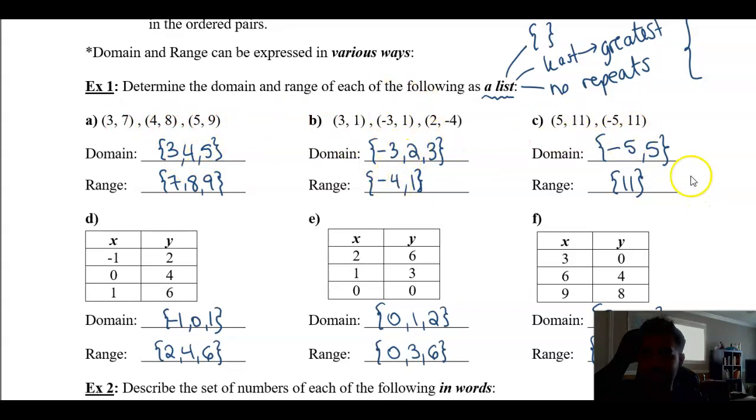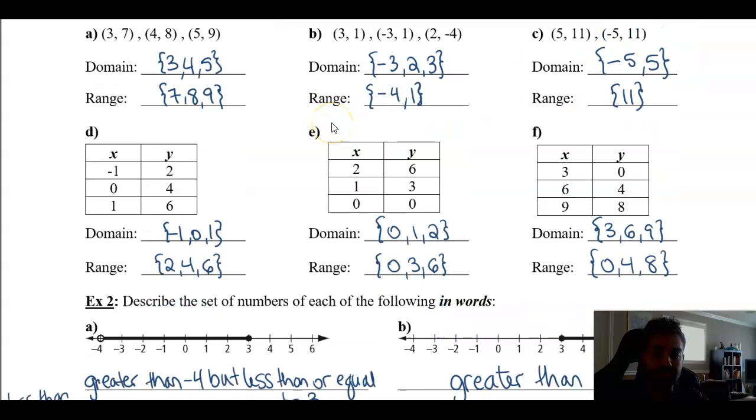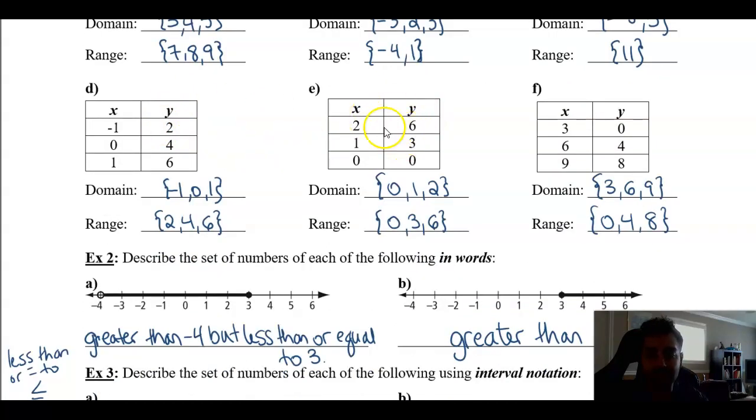Just note that if you have a value twice, you don't need to write it twice. So here you have the squiggly bracket 11. The 11 is the only value for the range, right? So you don't have to repeat the number. You can also read it off of a table, same sort of thing, x values, y values, and they have it written down there. So pretty straightforward.